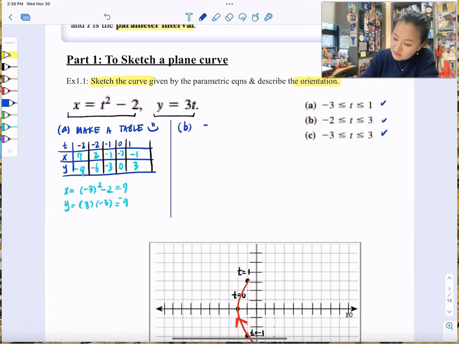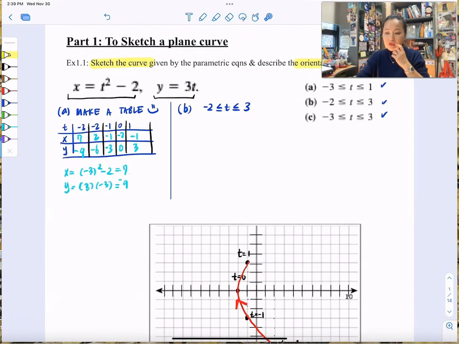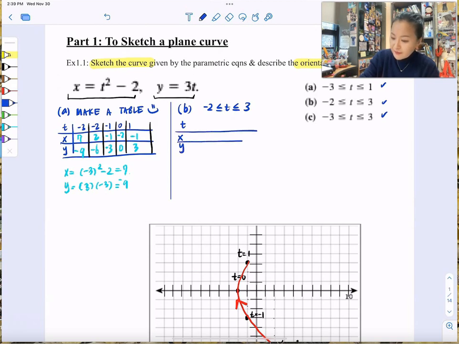B is actually from negative 2 to, it's a different time interval, right? So the fly was maybe flying from here to here, negative 3 to 1 second. But how about if it was flying from negative 2 to 3 seconds? Where would it go? So let's try that, okay? So we're going to stop the video if you want to and try it for yourself, okay? Now that we know how to control the actual table, I'm not going to show much work with that. I'm just going to fill in the values.